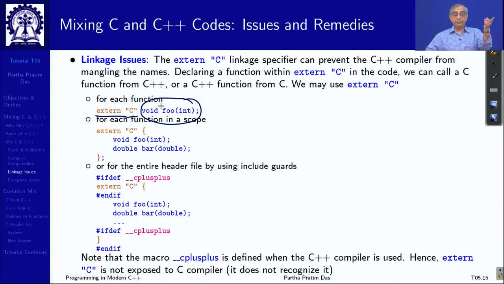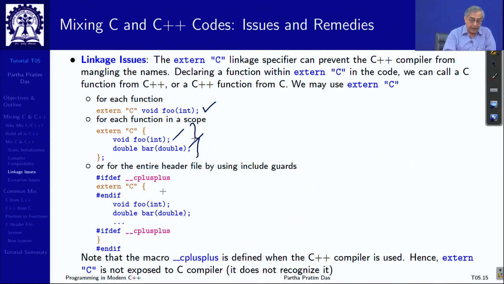Link this as C, right. So, if we do that here, you can do it for a single function, or you can define extern C as a scope, and so both of these in the scope will be treated as C functions, or you can actually put an entire header as extern C. And again, the problem is this: you are doing this to help the linker.